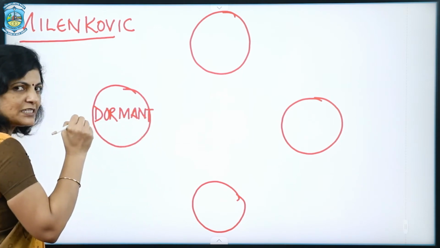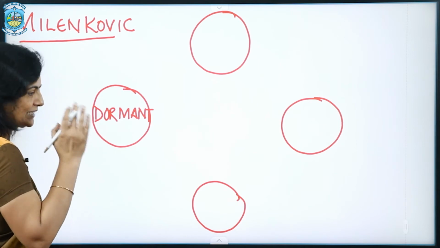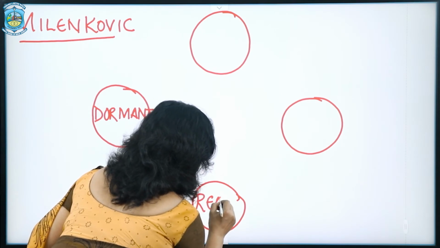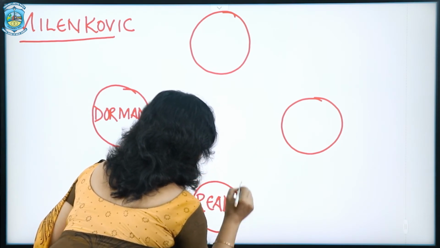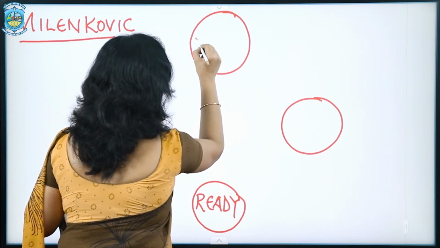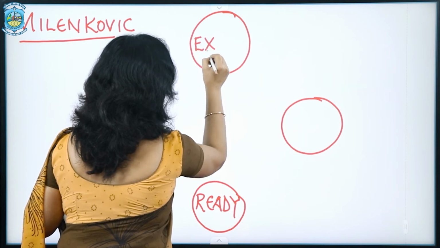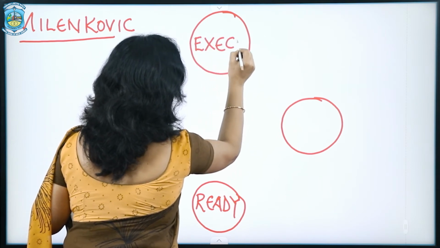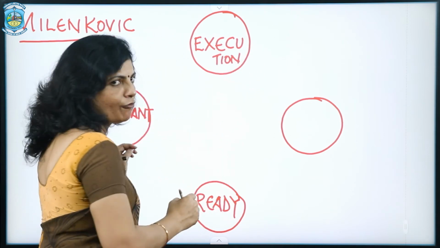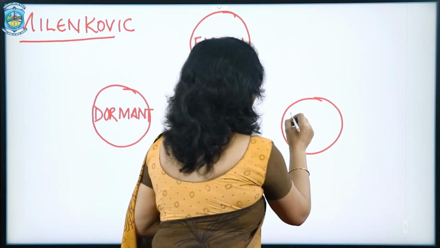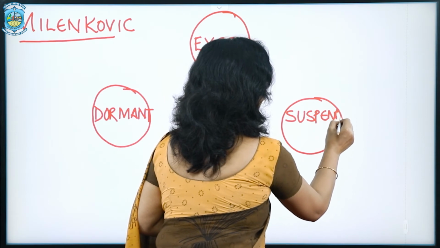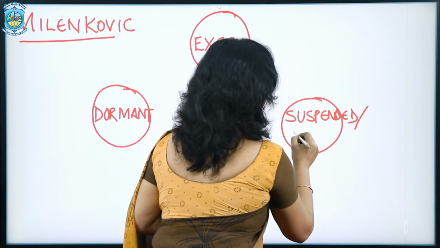Dormant means sleep, or which is not active. Second state is ready. Third state is execution. Fourth state is either we can say suspended or blocked.